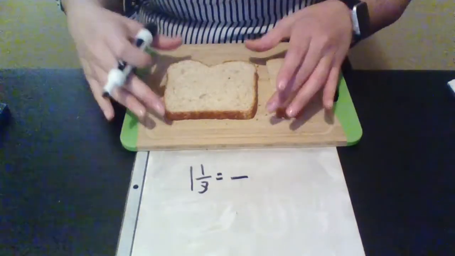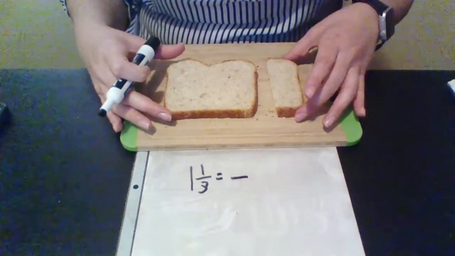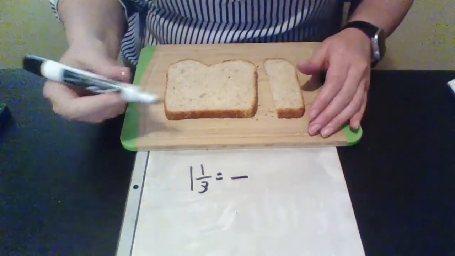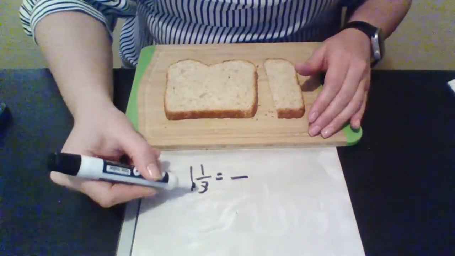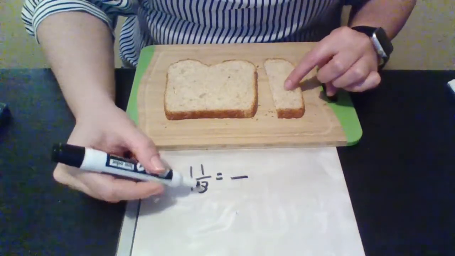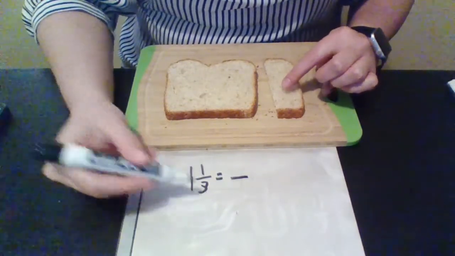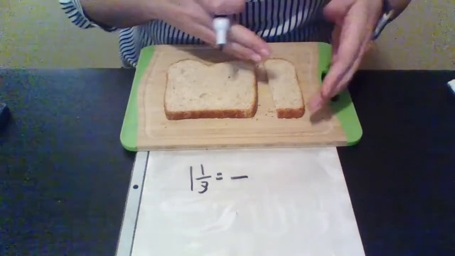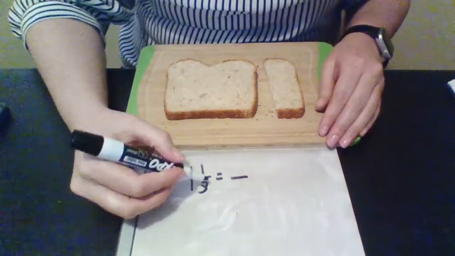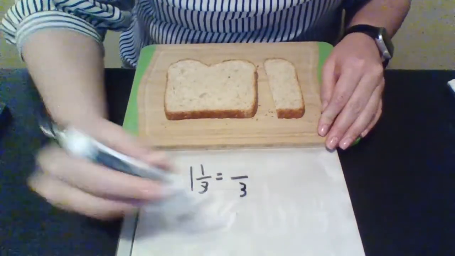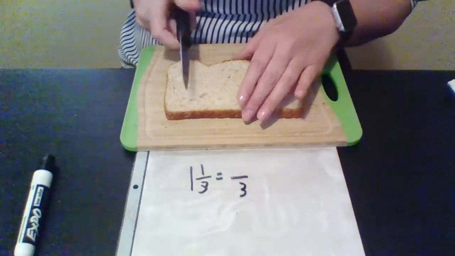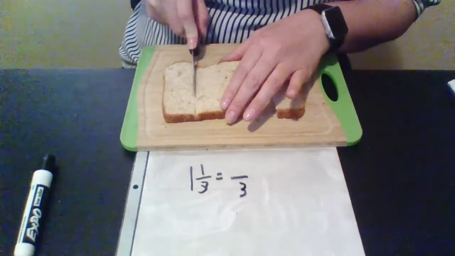So for us to do that, I got out 1 whole slice of bread and then 1/3 of bread. So the 1 represents my whole number. This part right here represents my 1/3. So for us to convert this to improper, it has to be the same denominator and it has to be split into thirds. So I'm going to take my whole slice of bread and I'm going to split it into thirds.